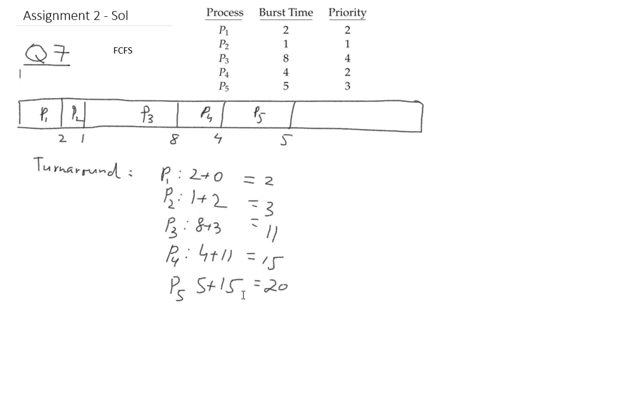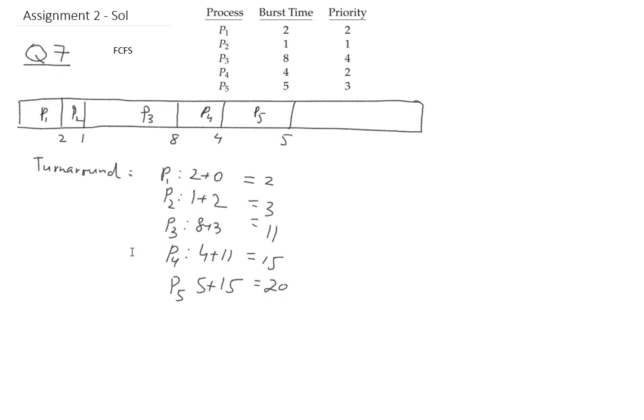Now if you are asked what the average turnaround time is, it will be for all processes. So you add these: 2 plus 3 plus 11 plus 15 plus 20. This is 46 and 5, so 51. 51 divided by 5, so 10 point something. This is the average turnaround time.